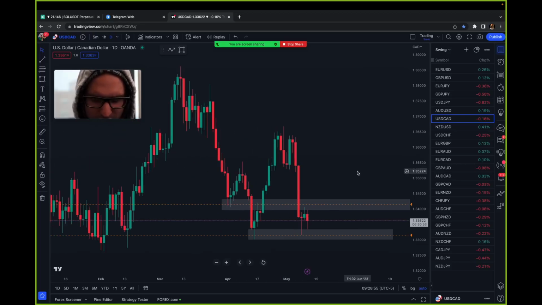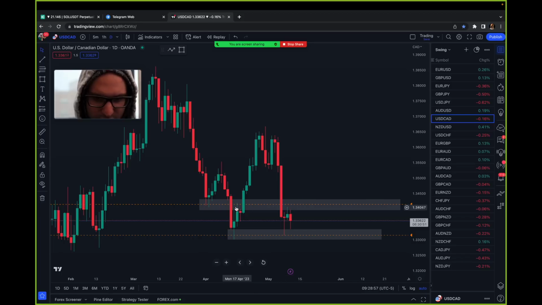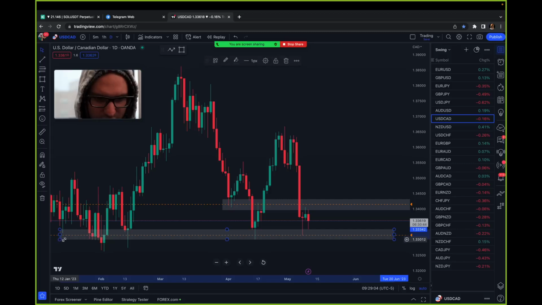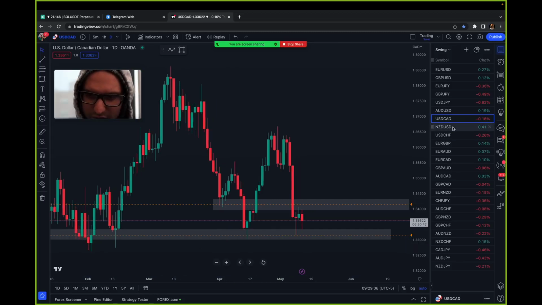It's kind of a weird zone, but it still found resistance right there, resistance here, support here. It broke through it twice, so it's still overall a decent zone. There's this little zone in here. I'll wait for price to get down there and see if we can buy.